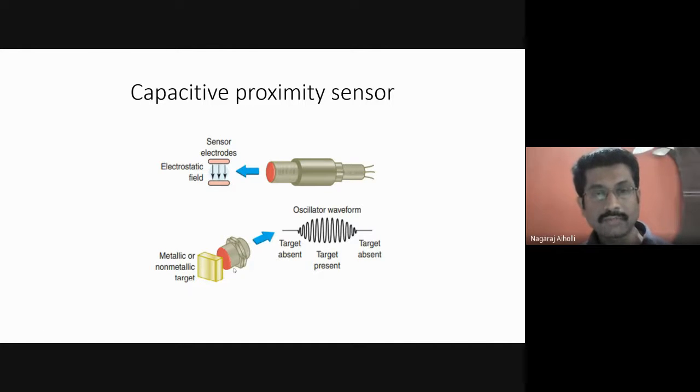If the object is not present, then the capacitor voltage will not change. It will remain fixed, it will remain constant, and the oscillations are also not generated. If the target is absent, the oscillations are not at all present. If the target is present, then there are oscillations. You can see the oscillations here in the region where the target is present.